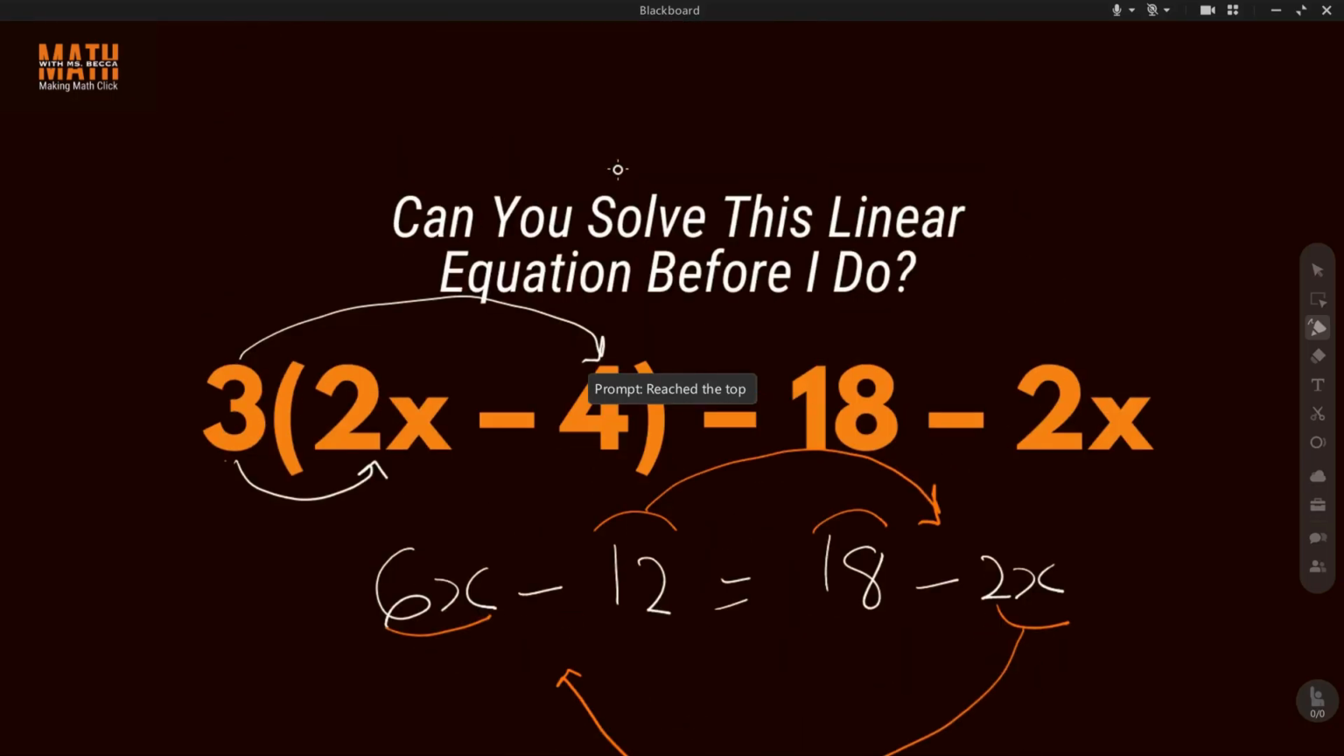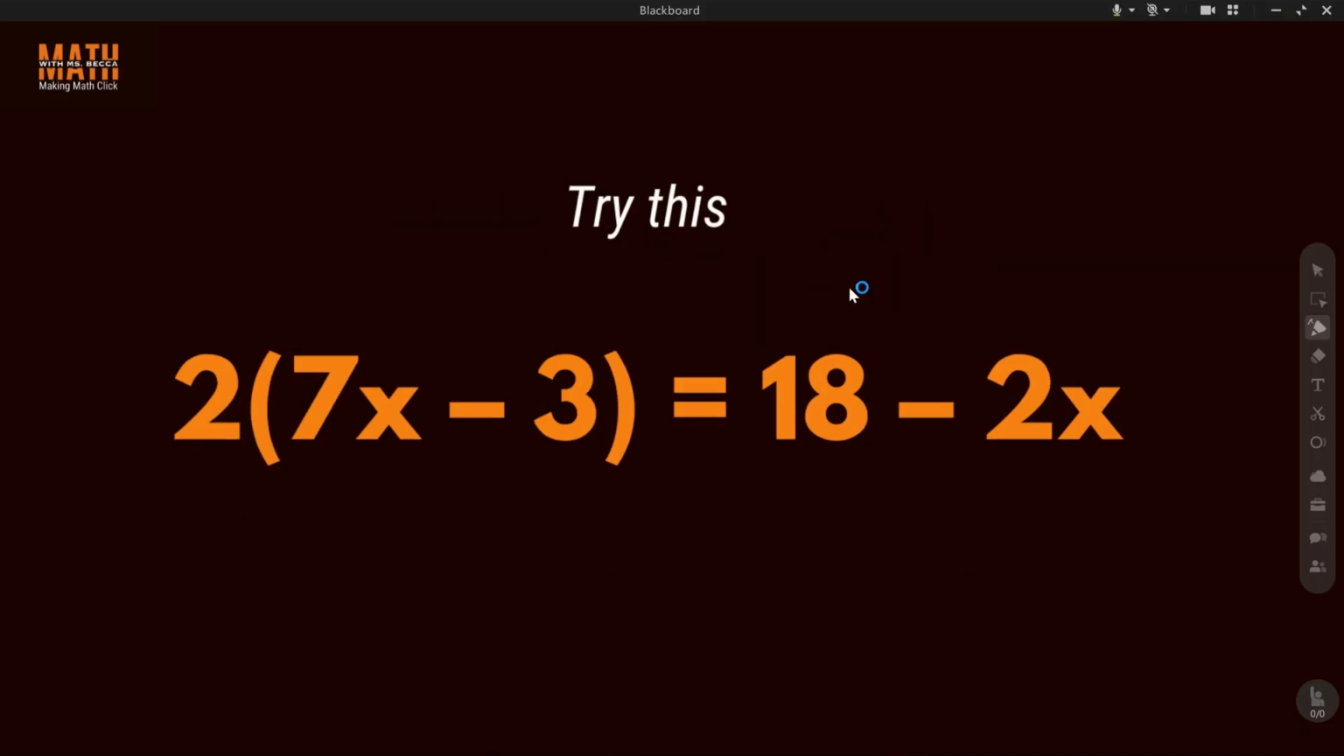Let's look at it. So when you solve this, x will be equal to 3.75.